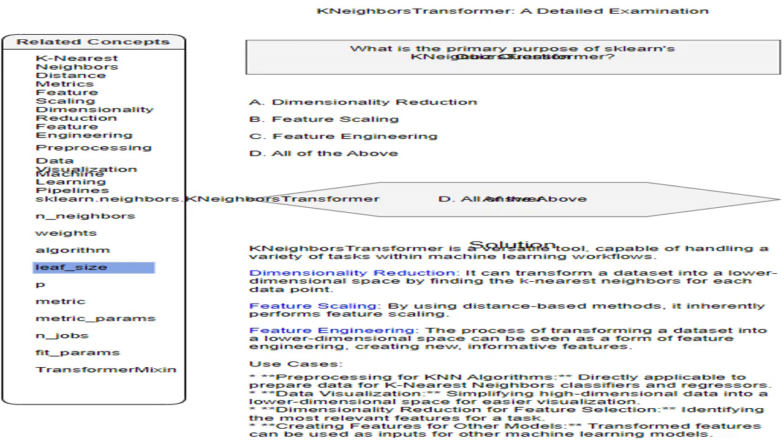Leaf size. The P parameter defines the Minkowski distance metric used in the transformation. P=1 corresponds to Manhattan distance, P=2 to Euclidean distance, and P=infinity to Chebyshev distance. This parameter allows you to choose the distance metric appropriate for your dataset and application. X0a. P. The metric parameter specifies the distance metric used to determine nearest neighbors.